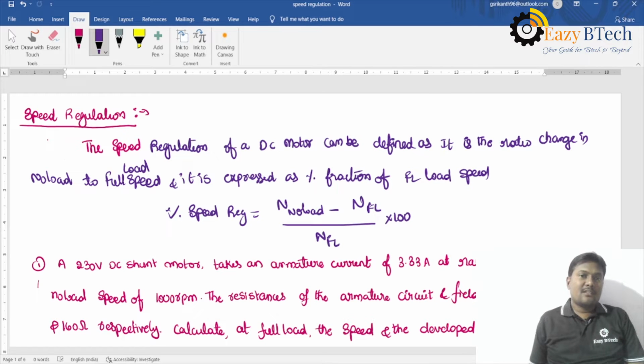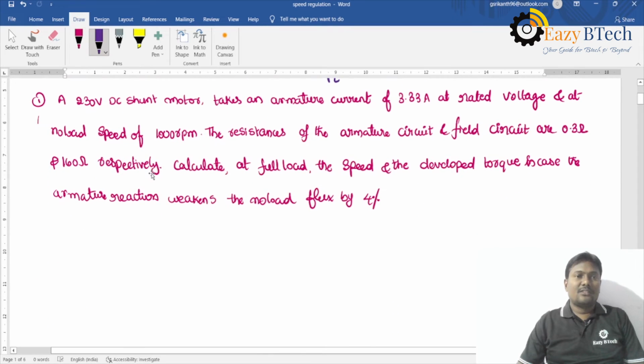As we discussed in the previous lectures, the regulation and efficiency decide the machine's performance. If it is a generator, we should concentrate on voltage regulation. If it is a motor, we should concentrate on speed regulation. These are some of the most important and most repetitive problems coming in university examinations. A 230 volts DC shunt motor.